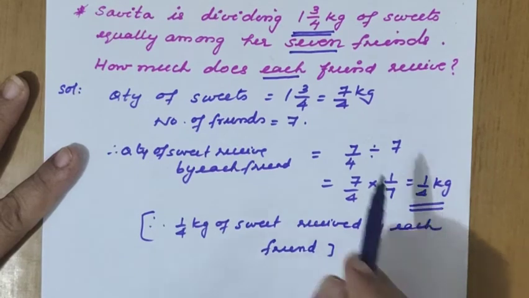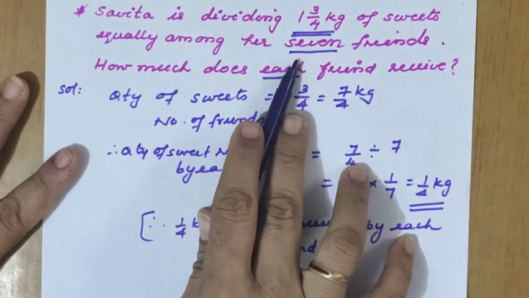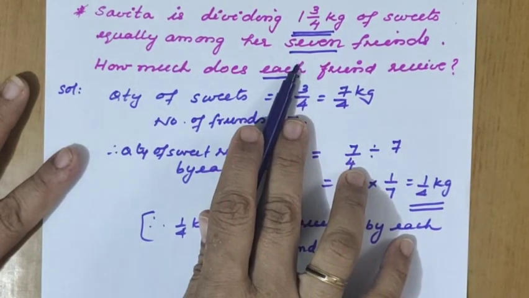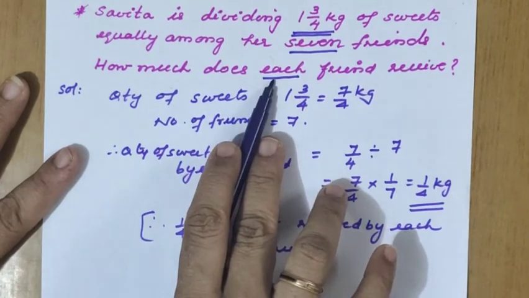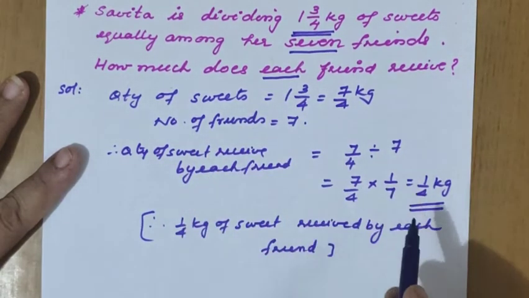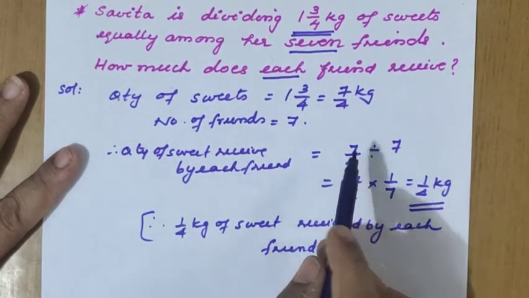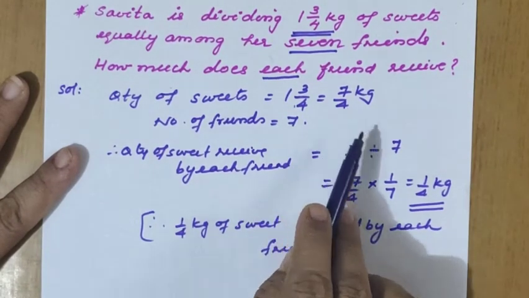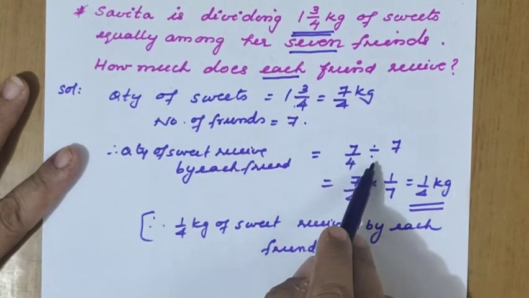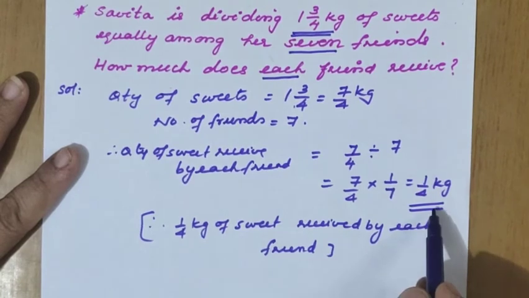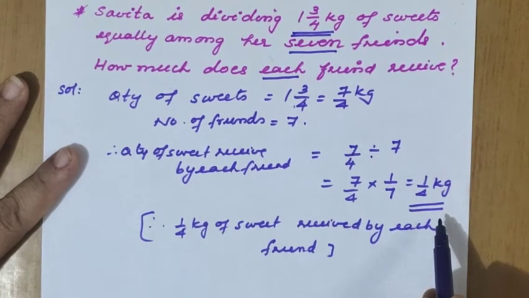Okay, so what is the total amount? 1 integer 3 by 4, number of friends equal to 7. We should get how much each friend gets, so we have to divide. So the total quantity, since it's a mixed fraction, we have converted into improper. 7 by 4 divided by 7, the answer is 1/4 kg.